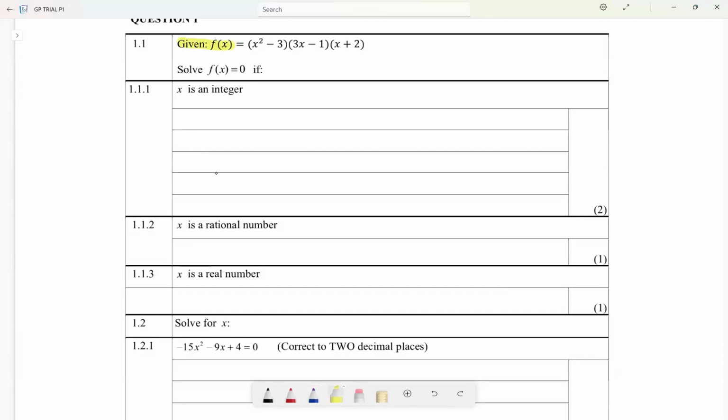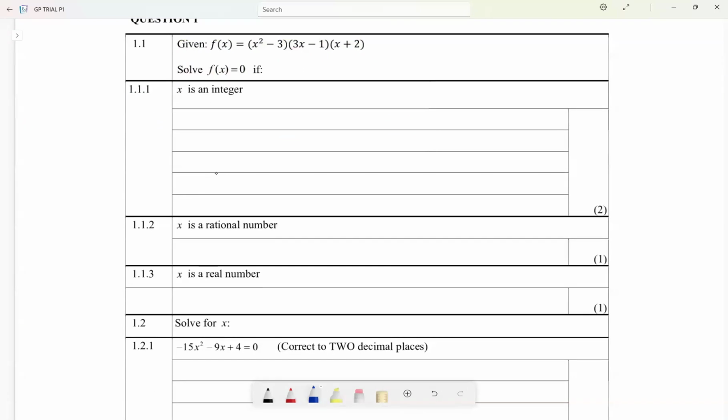1.1 says, given f(x) equal to those factors, solve for f(x) equal to 0. Basically they're just saying solve for the values of x, but now there is a condition in 1.1.1: if x is an integer. Remember, an integer is a number that is not a fraction, a clear number, like -2, -4, 0, 1, 2.